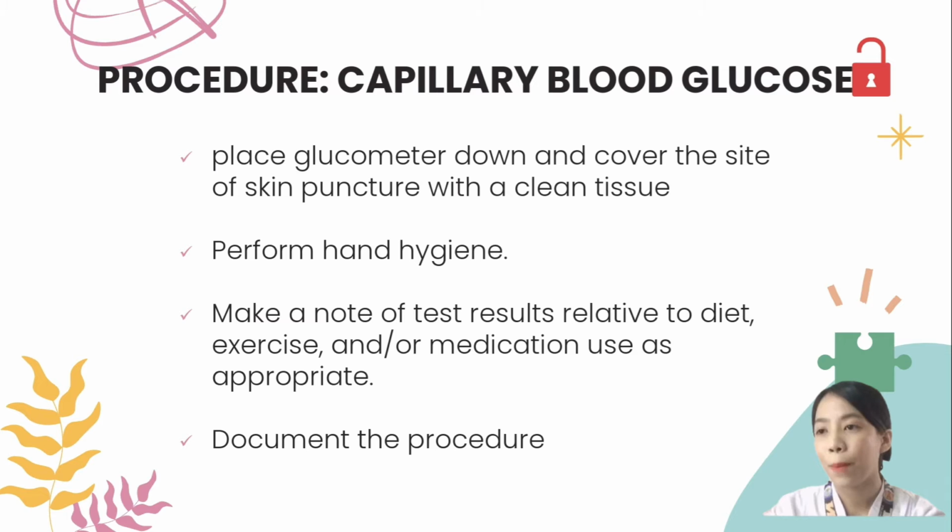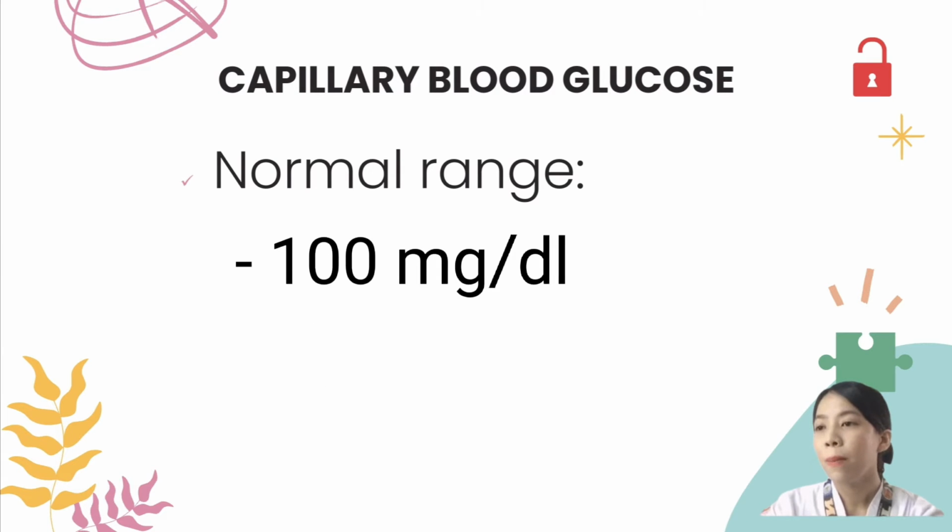Then perform proper hand hygiene. Make a note of test results relative to diet, exercise, and/or medication use as appropriate. Then document the procedure. Blood glucose is measured in mmol per liter, or millimoles per liter, or mg per dl, which is milligrams per deciliter. For the normal range of blood glucose, through the action of hormones, blood glucose is normally maintained at about 100 milligrams per deciliter.